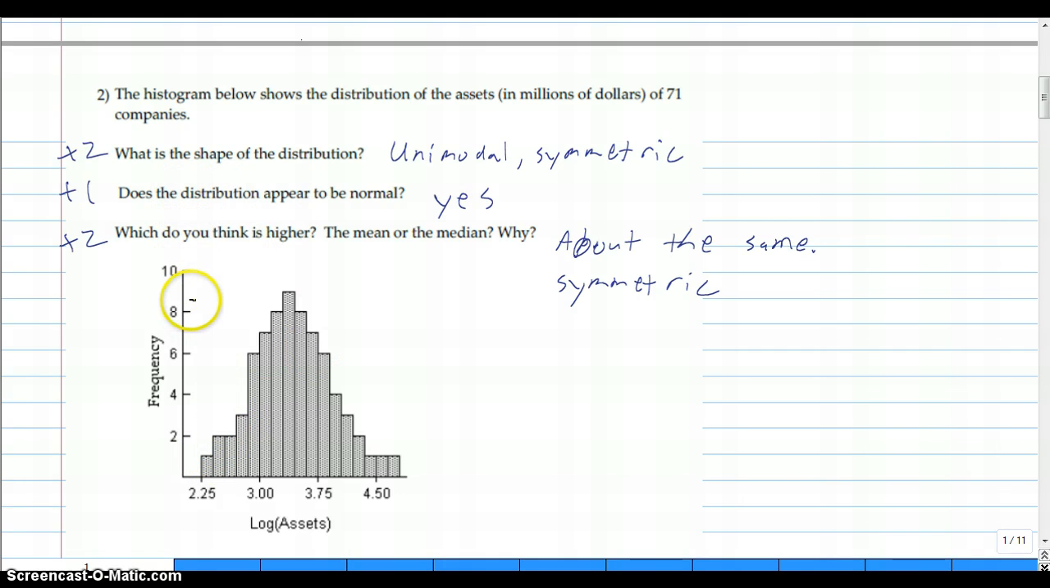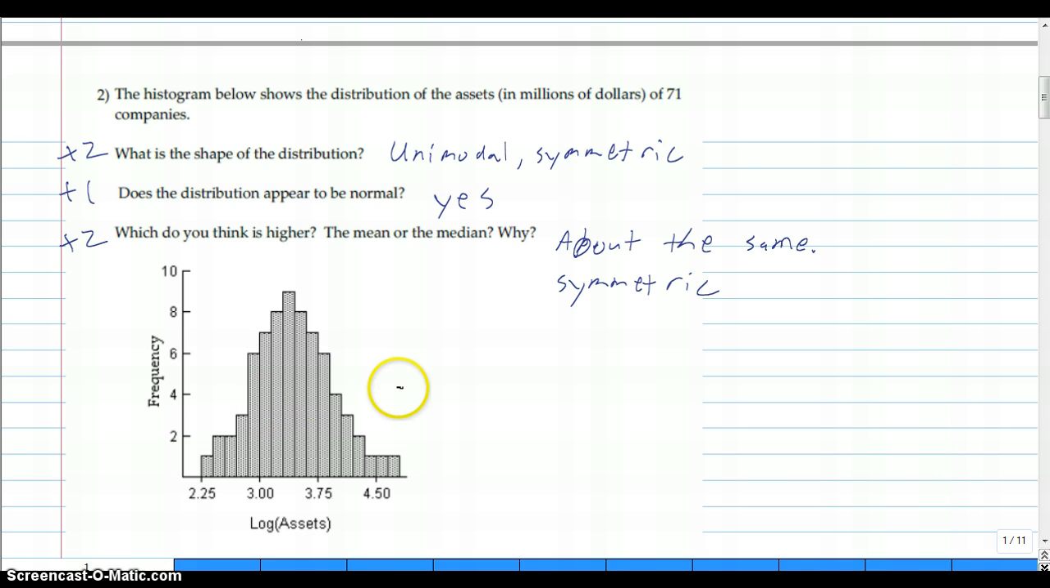And then this last question a lot of people missed, or is a little tricky. It says, what do you think is higher, the mean or the median, and why? Well, what's interesting, a lot of people had unimodal and symmetric, but then they would pick one to be higher or lower. If it is unimodal and symmetric, the mean and the median should be almost identical. So that's the answer I was looking for.